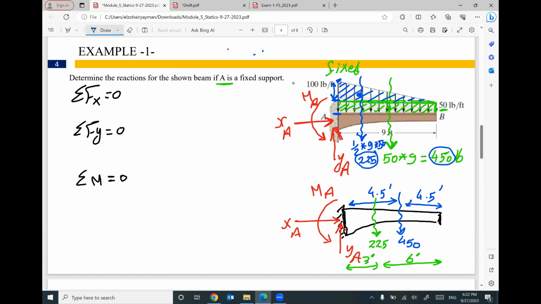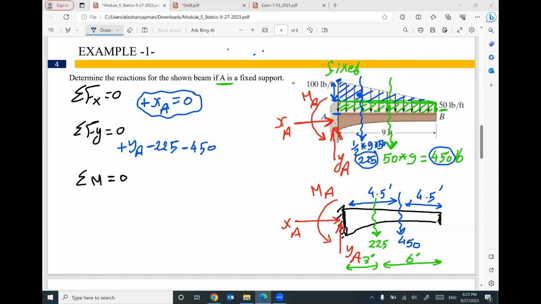Please give me a hand. What forces do you have in this beam in x direction? If you look, you will see that we have only positive XA. Nothing else. So this reaction will be 0. If you apply summation F of y equals 0, I have positive YA, negative 225, negative 450.